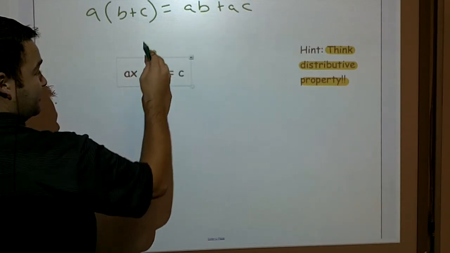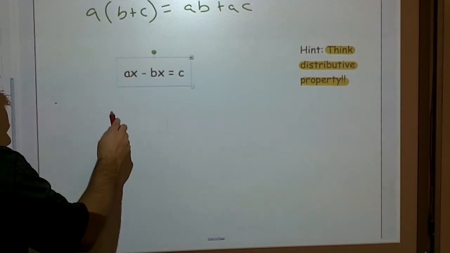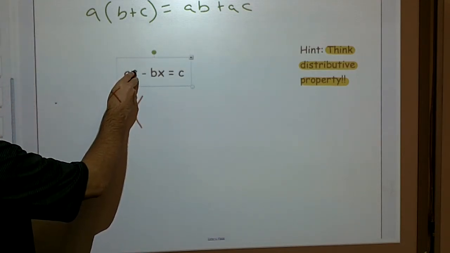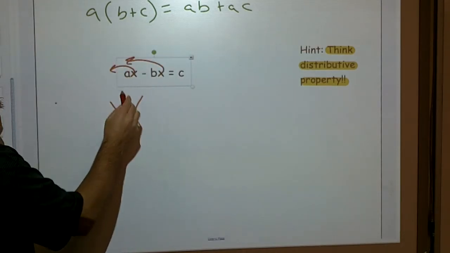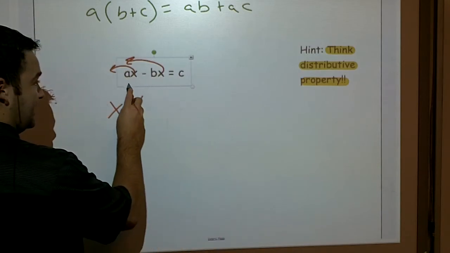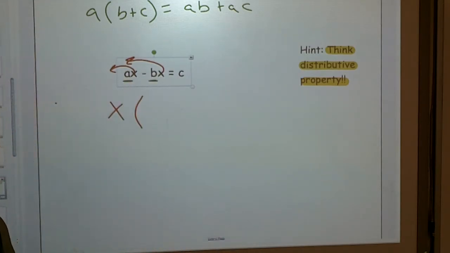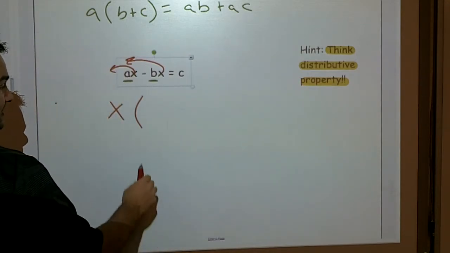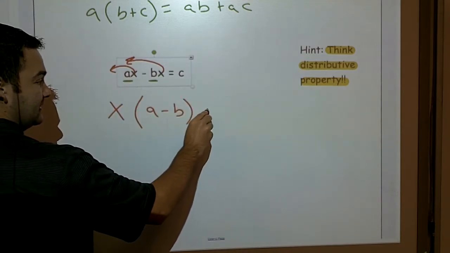Okay, so what we're going to do is pull that x out front. Pull that x out front, and then write the rest of it like a distributive property problem. We're going to pull this out, pull our other x out, and all we're left with is just a minus b. Okay? Now this one's kind of tough. It's an interesting concept.